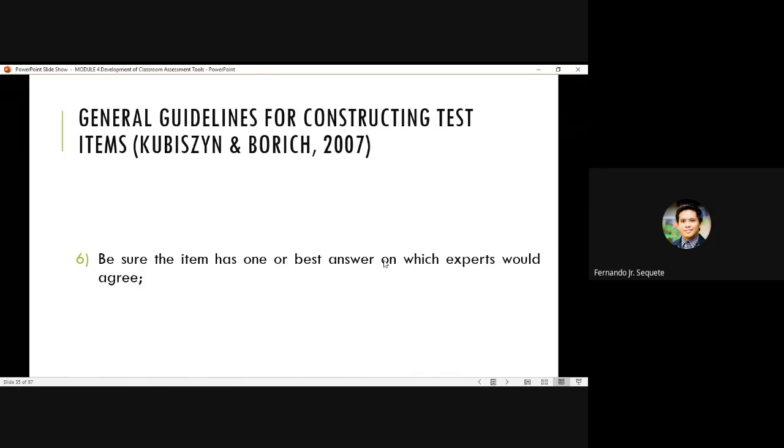Okay. Number six, be sure the item has one or best answer on which experts would agree. Dapat isa lang yun. That is why also you really have to check your options, no? Para naman hindi maka-create ng trouble yung options.